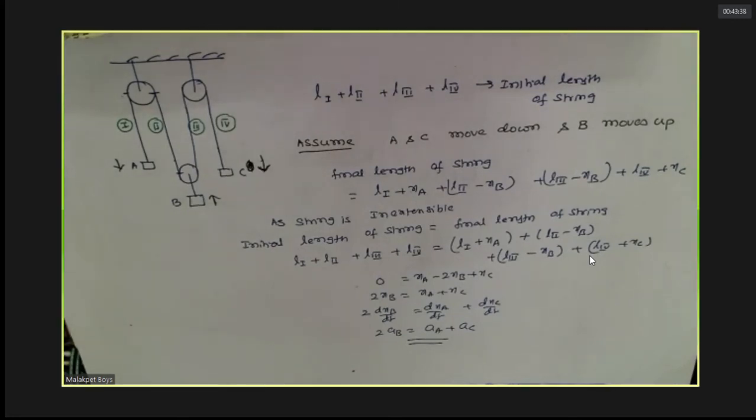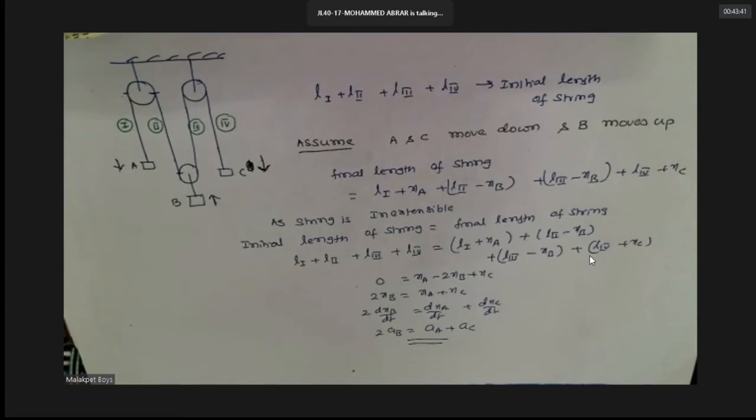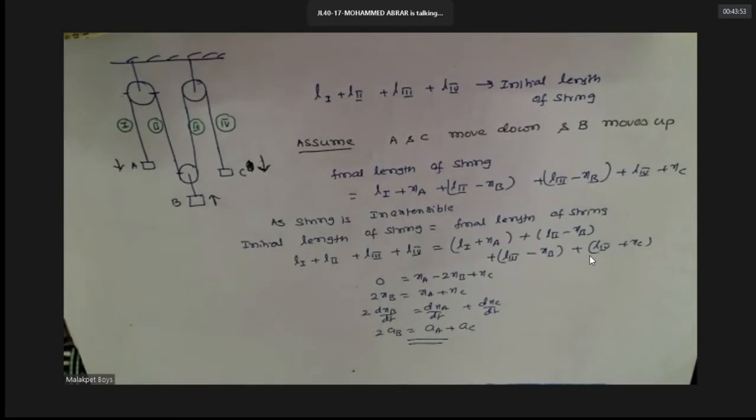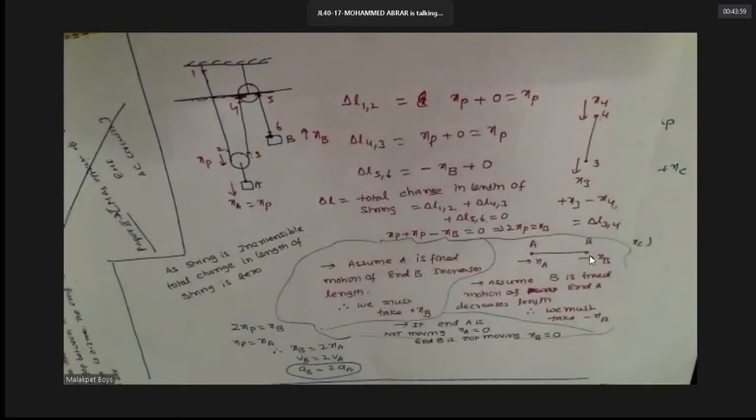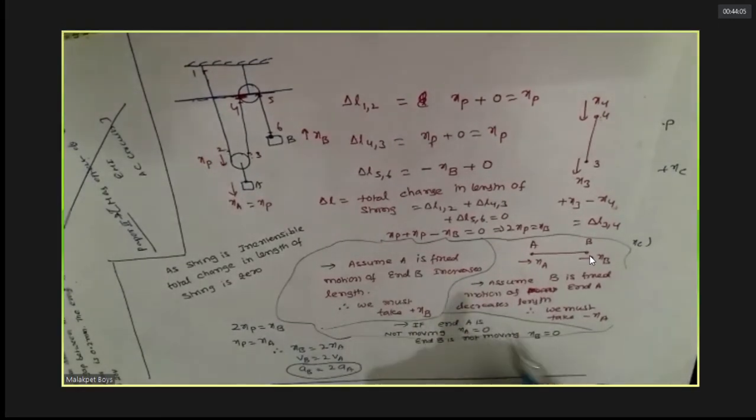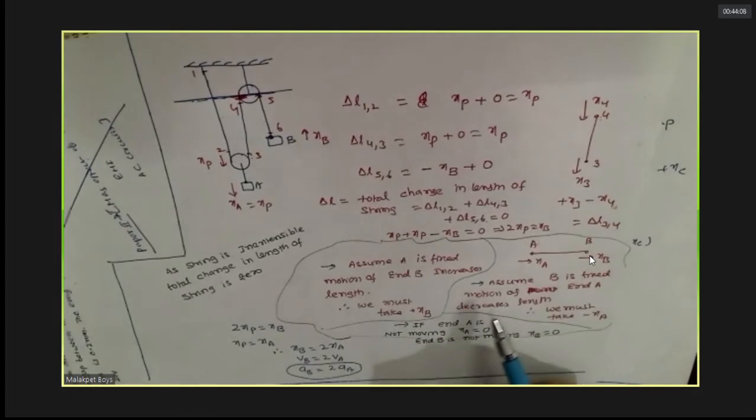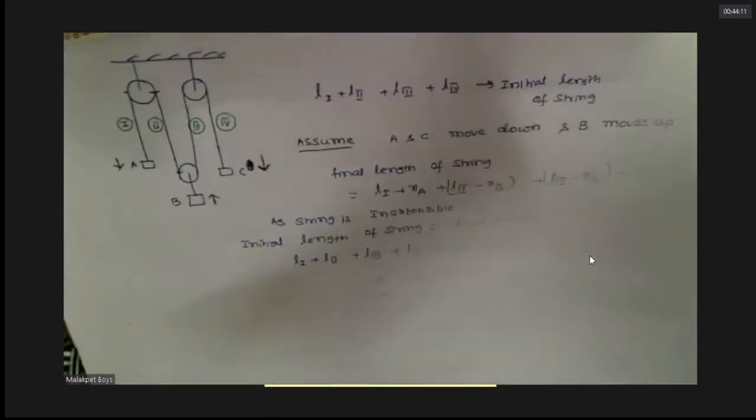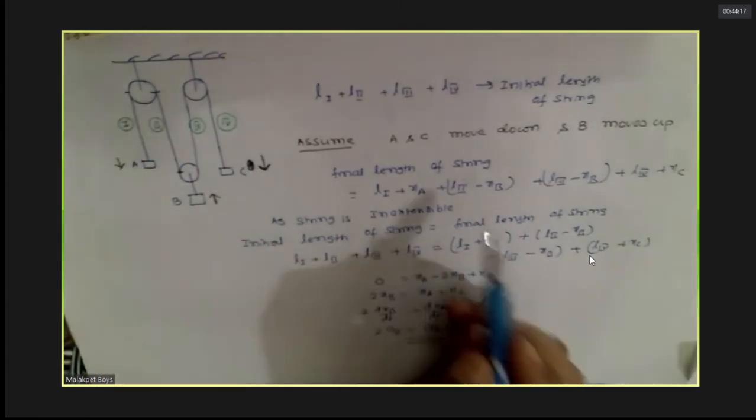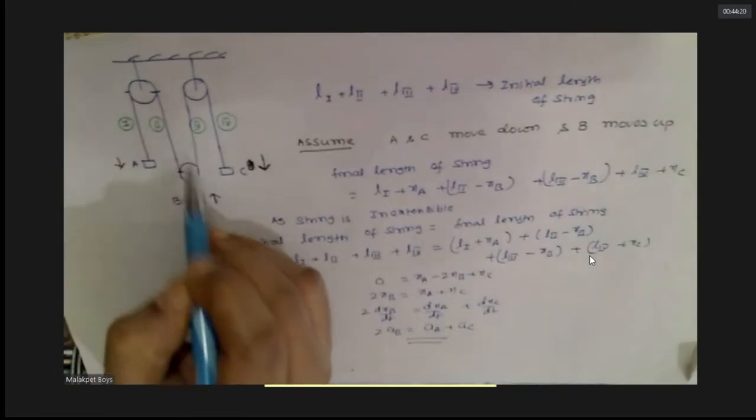Sir, one doubt. Because B is moving up, so we are taking L2 minus XB, sir? Yes, we are taking L2 minus XB because the B particle is moving up. That means you did not follow this. I clearly wrote, assume B is fixed, motion of the end decreases. Similarly, this is fixed. When this goes up, this point goes up, length will decrease, no? When this is fixed, when this goes up, length decreases.